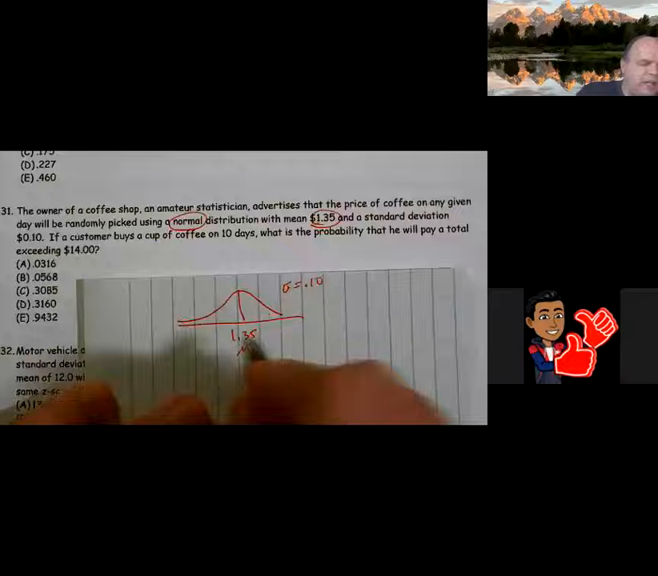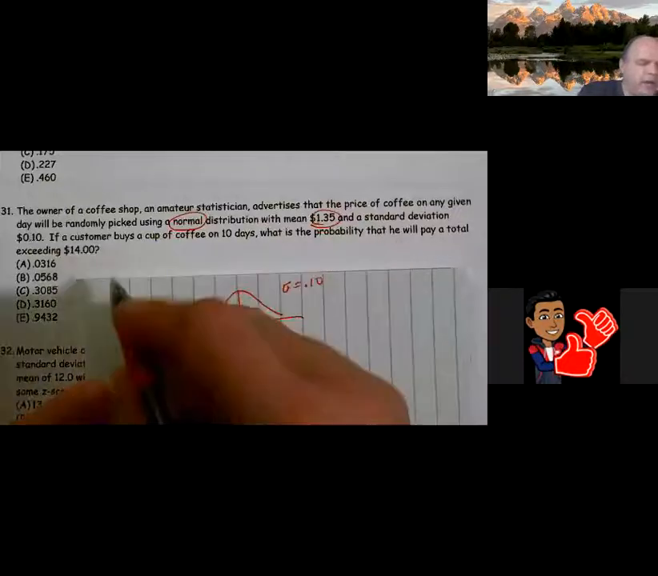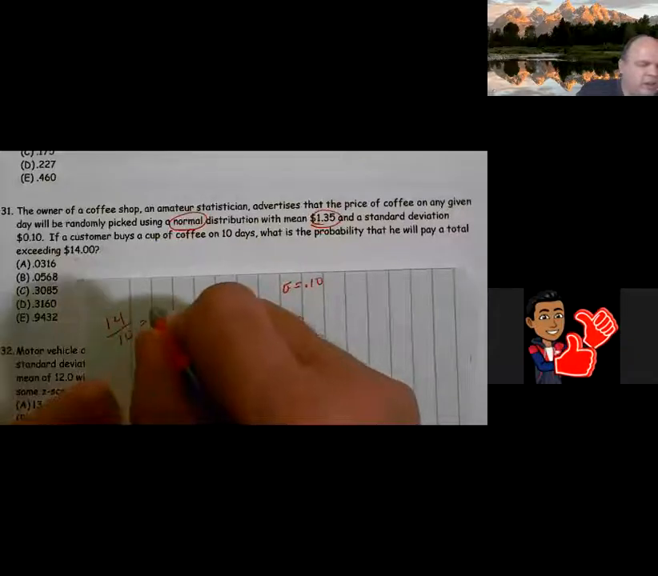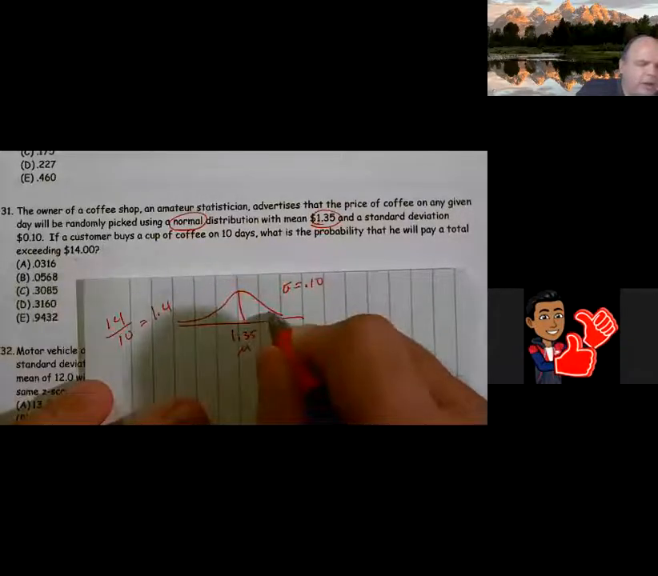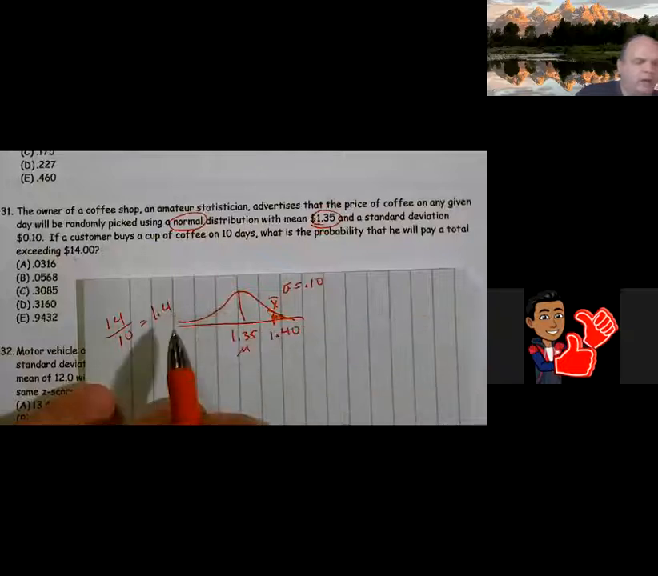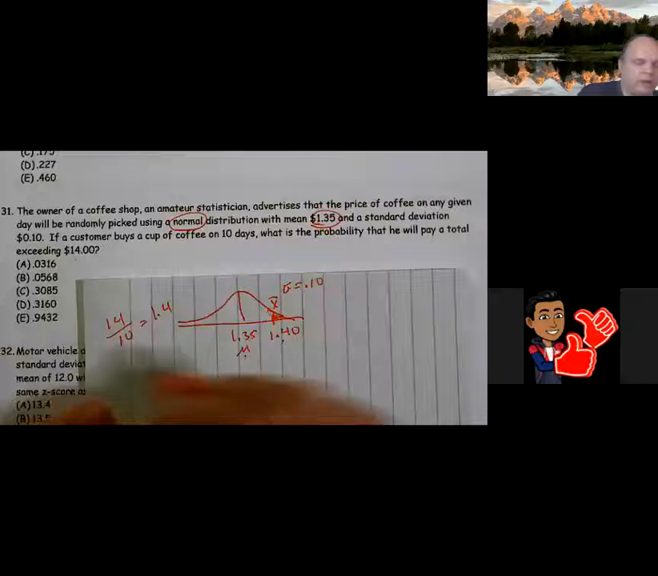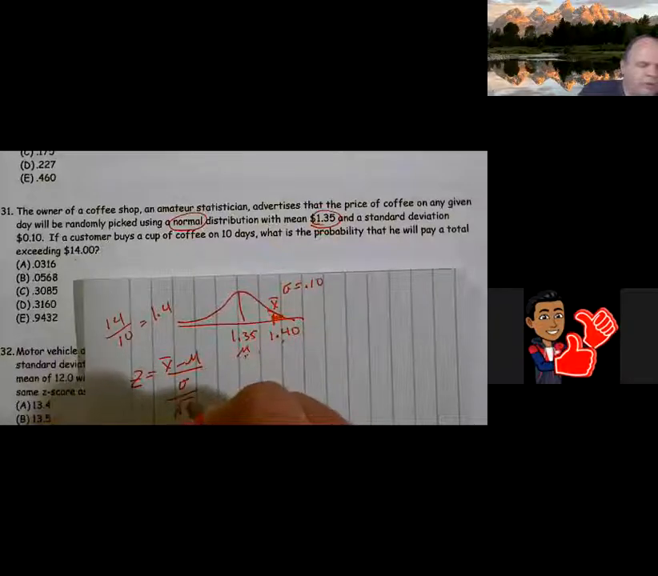Well, here we're working with means. And so since we're doing this multiple times, we need to find out what the average is. So this would be 14 divided by 10, which is $1.40. So the X bar in this case is $1.40, because I need to be able to compare it to the mean. We're not looking to compare $14, we're looking to compare the average. So because we have multiple days and we're looking at means, we need to be using Z equals X bar minus mu over sigma divided by the square root of n.